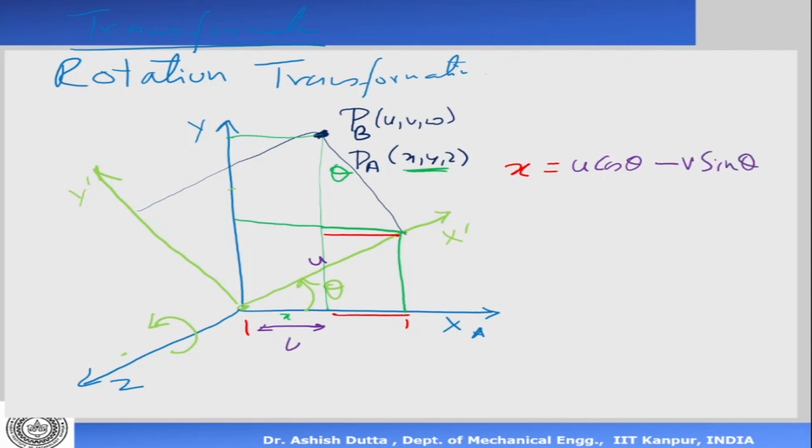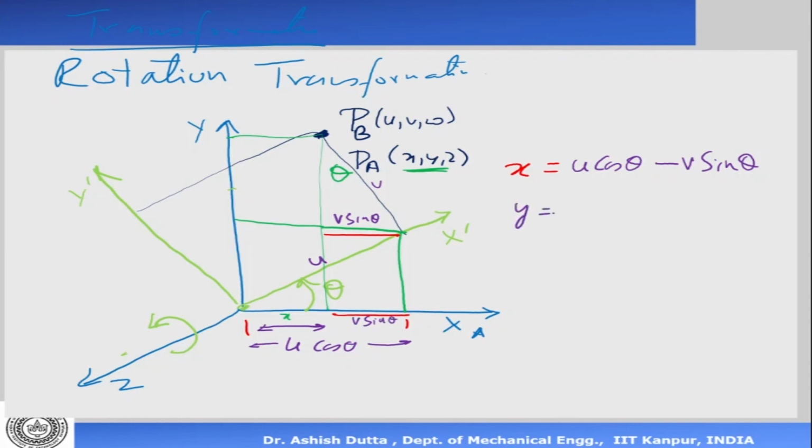So what is u cos theta? U cos theta is this distance. This full distance is u cos theta. And what is v sin theta? What is v? This is my v. Okay, this theta. So this is v sin theta. So you can see the total distance x is equal to u cos theta minus v sin theta. That's the red one.